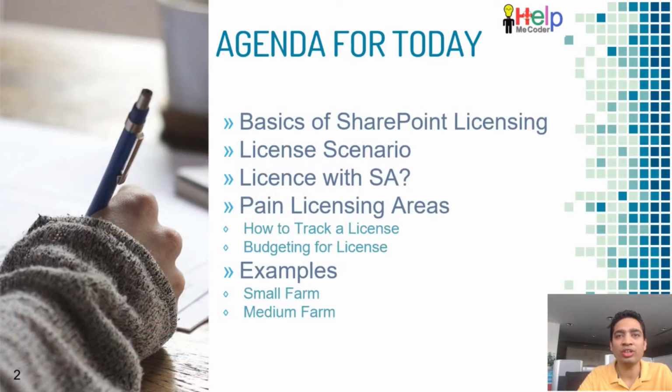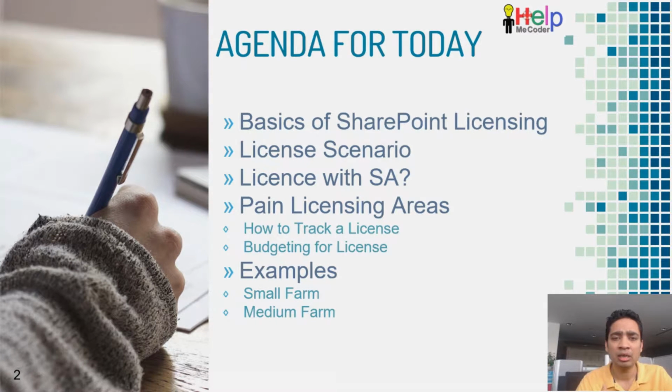Now coming to the agenda of today, we will start with the basics of SharePoint licensing, and here we will be discussing the enterprise licensing model and the standard licensing model, plus the client access licenses or the CAL. We will be discussing what the user CAL and the device CAL are. Then we'll also look into the on-premises and the cloud licensing models.